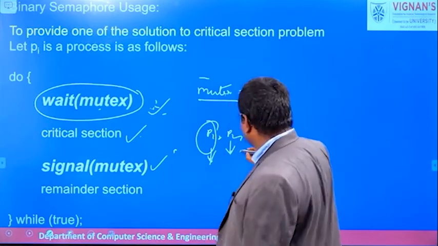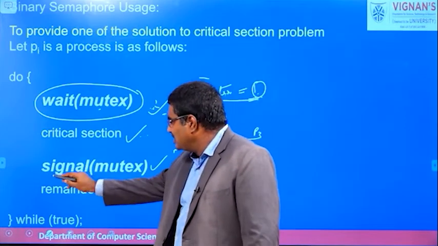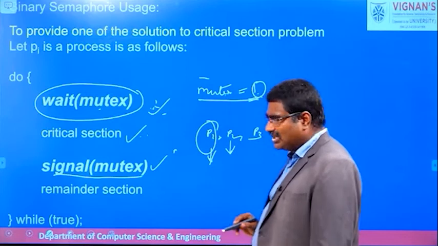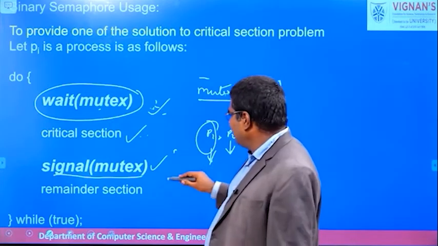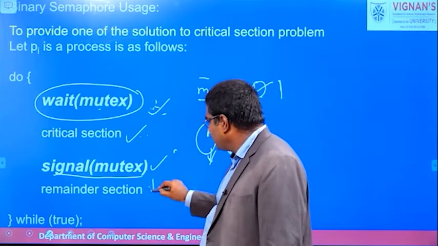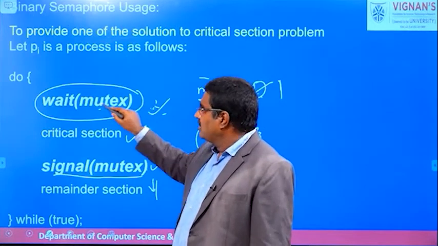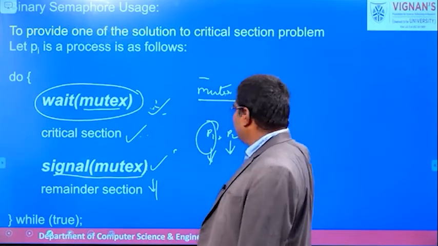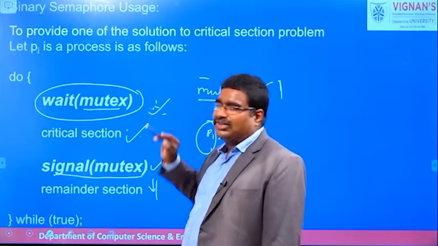Once the P2 process completes the critical section execution, in the exit section, it simply calls signal(mutex). What is signal(mutex)? The mutex value is increased by 1. So P2 completes the increment by 1 and P2 enters into the remainder section. Now P1 is in the while loop only. So automatically the mutex is 1. For that reason, its value is decreased by 1 and P1 enters into the critical section.